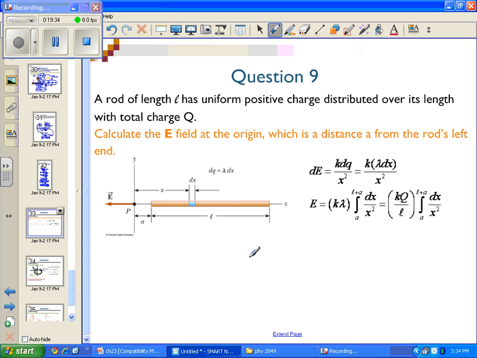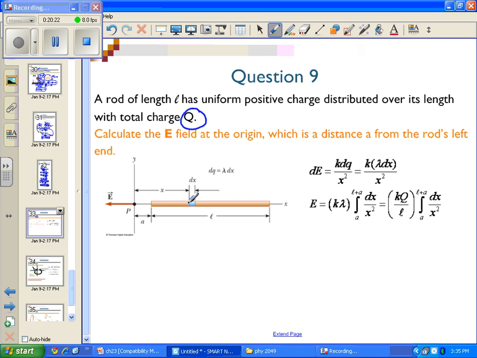Next question. Question 9 asks us to calculate, well, before we actually get to the calculation part, it says the following. A rod which has a length L carries a uniform positive charge distributed along its length. The total value, when we multiply all the little bits of charge along this line, we are told the total value is big Q. Calculate the electric field at the origin, which this source, that is this uniform positively charged rod, produces at this point in space.